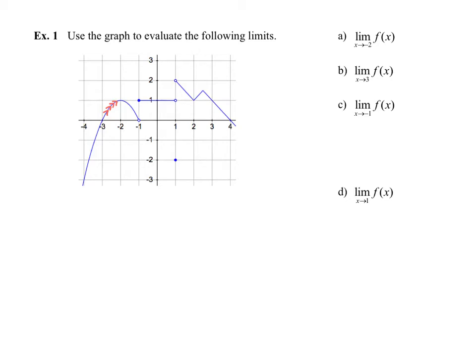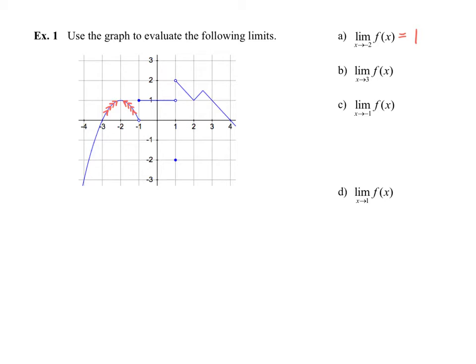Now I want to do the exact same thing on the other side where the x values are bigger than -2, and I want to crawl and get closer to -2, and the y values here are also approaching 1. Therefore, the value of this first limit is going to be 1. My y values are getting closer to 1 as my x values get closer to -2.